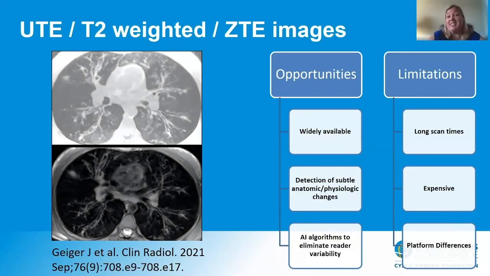So MRI actually has a lot of opportunities available to us. It is widely available in academic medical centers. We have seen that it is able to detect subtle anatomic and physiologic changes. And again, we can build AI algorithms to eliminate reader variability. There are, of course, limitations. There can be long scan times, it's relatively expensive, and there are differences across the platforms by different vendors.